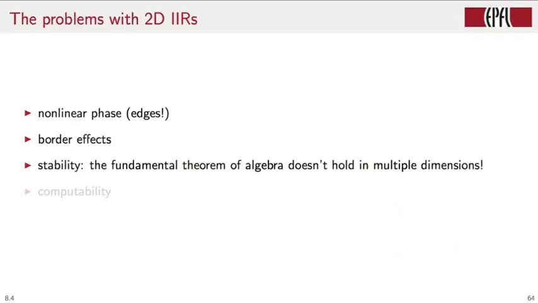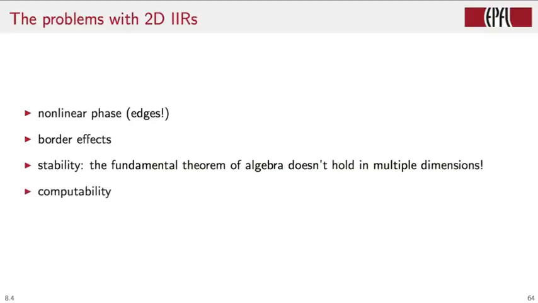Another issue is related to the design of stable IIR filters. You remember that in one dimension, we can check for the stability of a filter simply by looking at the position of its poles on the complex plane. However, the fundamental theorem of algebra does not hold in multiple dimensions, and therefore there is no simple way to find the roots of a multidimensional transfer function. As a consequence, there is no simple stability criterion for two-dimensional filters.